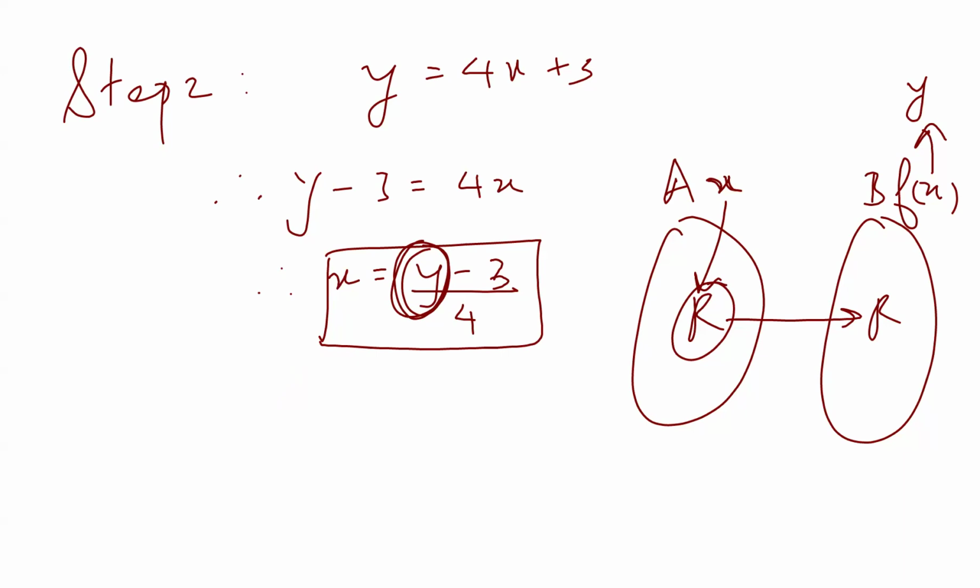Therefore it is onto. But these statements you need to write up. Therefore it is onto. Now it is one to one, it is onto, hence it is bijective. You should write this: the function is one to one as well as onto, therefore it is bijective, therefore inverse exists. The function is invertible.